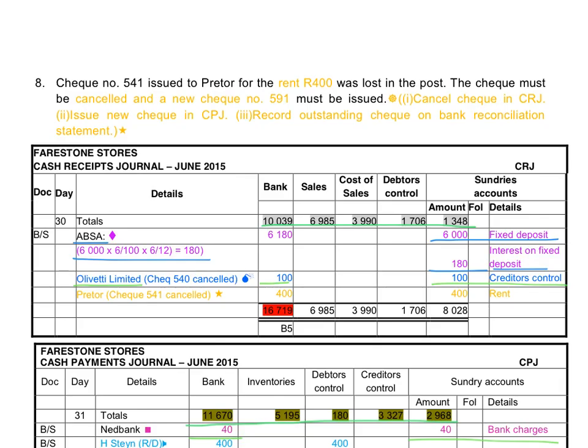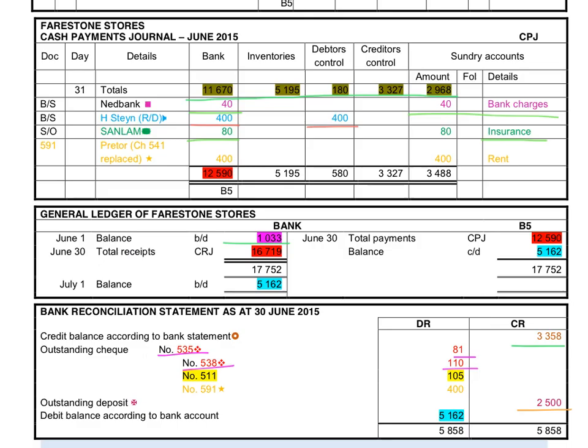Check number 541 was issued to Prieto for 400 Rand and was lost in the post. We will have to complete 3 entries for this. The first one is to cancel the check in the cash receipts journal, so we will show that the check is cancelled and that we owe the rent again. Secondly, we will issue a new check to pay Prieto that will be recorded in the cash payments journal. In the cash payments journal, my second entry will be to show that we issued a new check again.